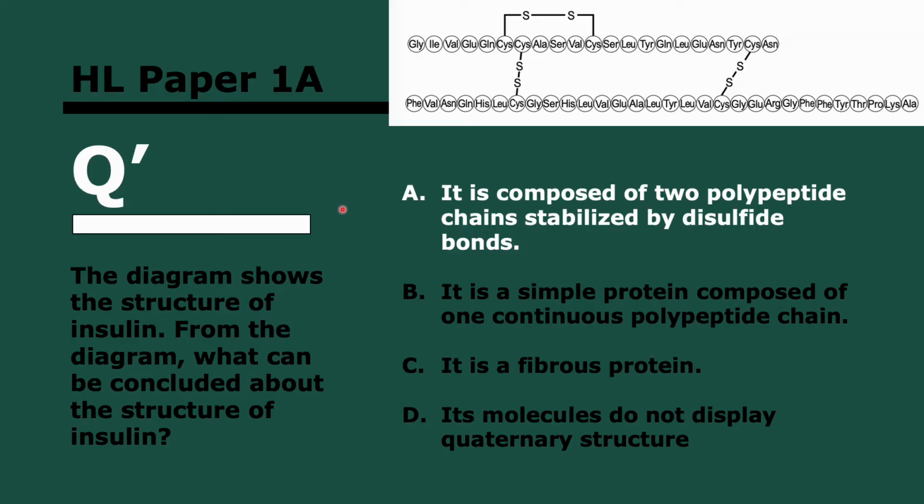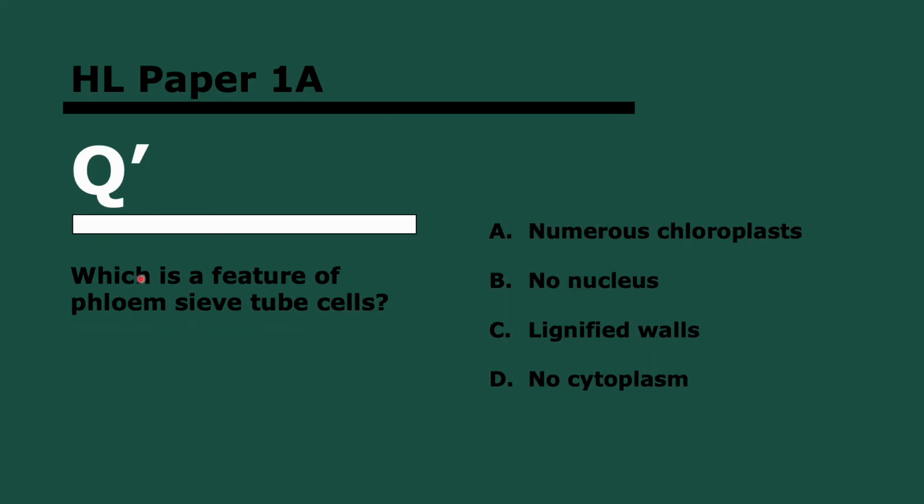But anyways, I digress. You can see from here, it is composed of 2 polypeptide chains. These are 2 separate polypeptide chains, and those are stabilized by disulfide bonds, these S's that you can see here, right? So B is false because you can see it's more than 1 polypeptide chain. It being a fibrous protein cannot be concluded from this, right? For that, we would have to see how it folds. And about not displaying quaternary structure, that's false because as soon as you have more than 1 polypeptide, you have a quaternary structure.